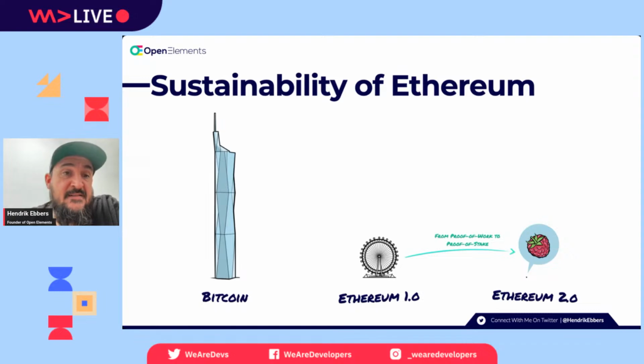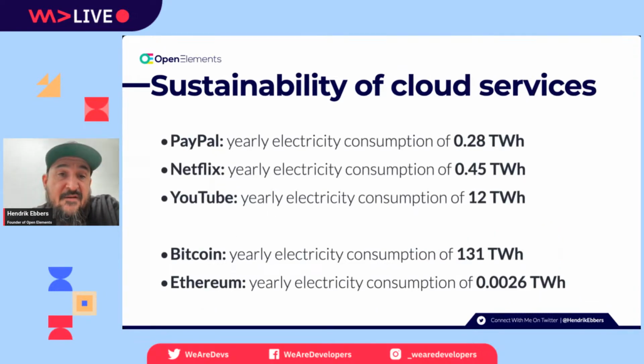But let's compare this to other systems, right? I found some interesting numbers. I found numbers for PayPal, Netflix, and YouTube, on how much electricity the data centers of those companies consume. And as you can see, even YouTube is only 10% of the Bitcoin network, right?